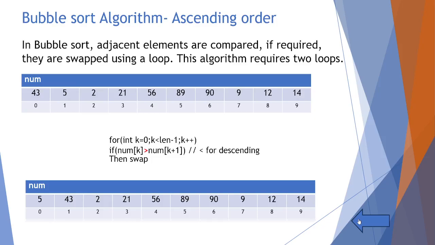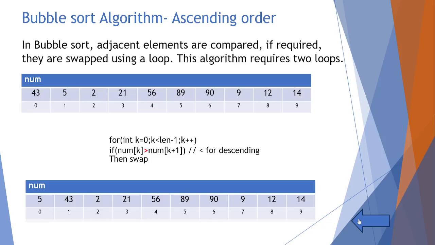temporarily k is incremented. K is 0, k plus 1 would be 1. So num of k plus 1 refers to the num array's index 1. So the if condition is checking if num of k is greater than num of k plus 1, that is, is 43 greater than 5, then swap. Swap means 5 should come in place of 43 and 43 should come in place of 5. If you see the array below the code, 5 and 43 are swapped.